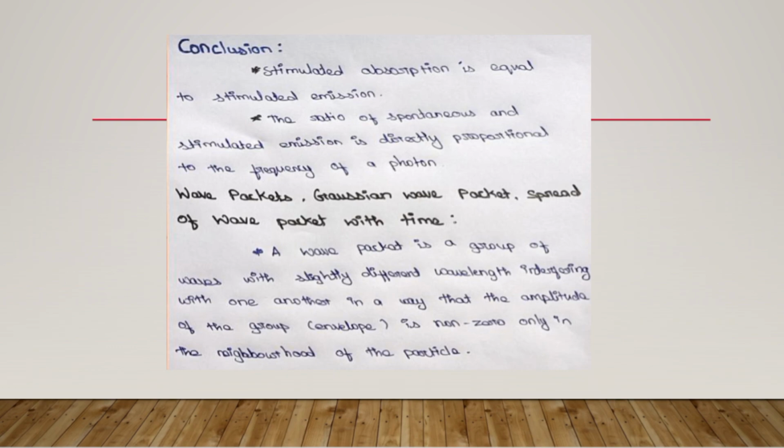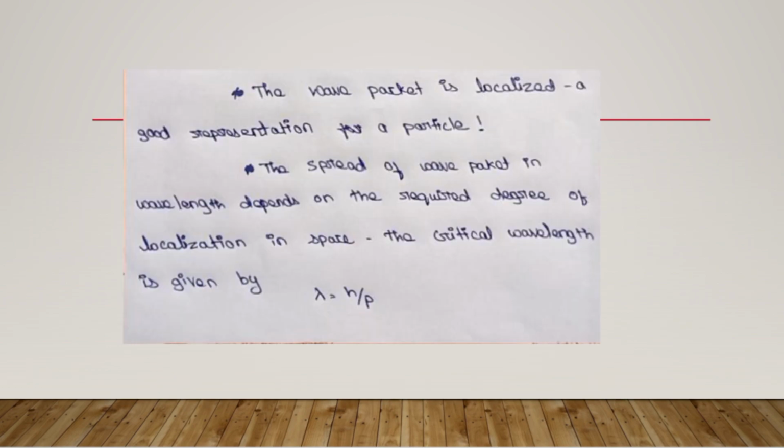Wave packet, Gaussian wave packet, spread of wave packet with time. A wave packet is a group of waves with slightly different wavelengths interfering with one another in a way that the amplitude of the group envelope is non-zero only in the neighborhood of the particle. The wave packet is localized like a particle. The spread of the wave packet in wavelength depends on the required degree of localization in space.